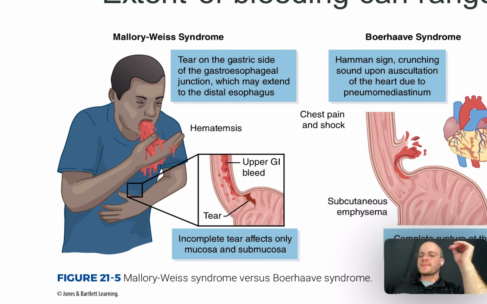And so this tear is an incomplete tear. This is made up of three layers. You only tore the first two layers, and this is from belching, right? When someone's trying to vomit, it's very violent in the stomach. And it becomes so violent you can tear this area, especially if you do this for a long period of time. And so you can end up tearing on the gastric side of the gastroesophageal junction, which may go up into the distal esophagus. So you can end up with this tear down here, and it's an incomplete tear.